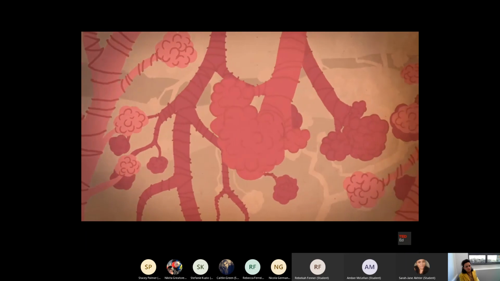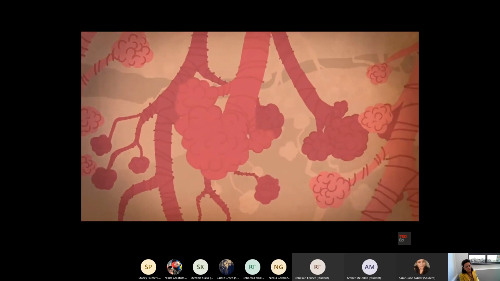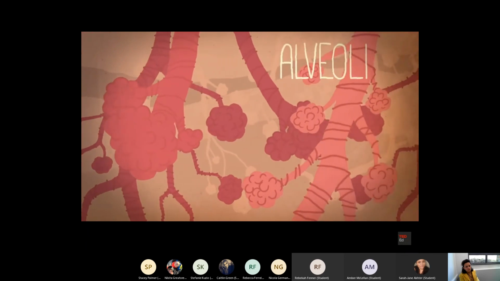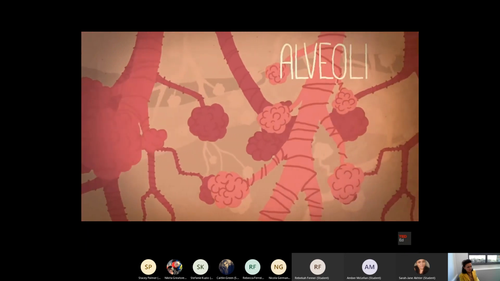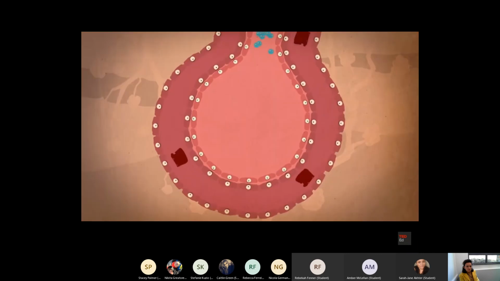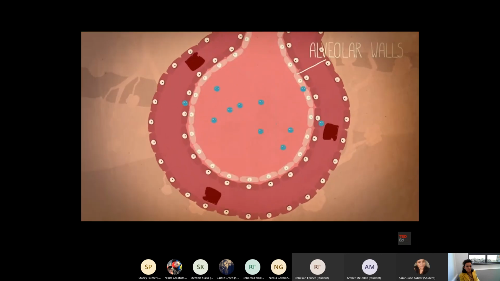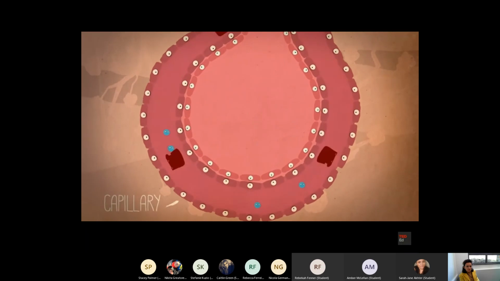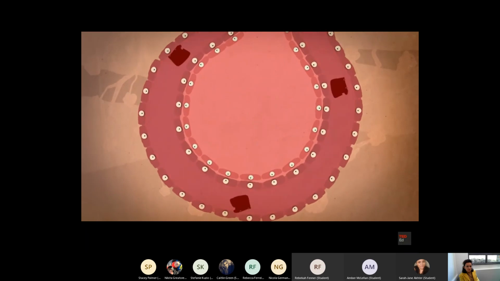Their interior is divided into hundreds of millions of miniature balloon-like projections called alveoli that dramatically increase the contact area to somewhere around 100 square meters. The alveolar walls are made of extremely thin, flat cells that are surrounded by capillaries. Together, the alveolar wall and capillaries make a 2-cell thick membrane that brings blood and oxygen close enough for diffusion.